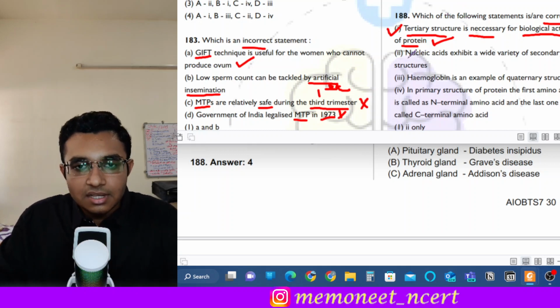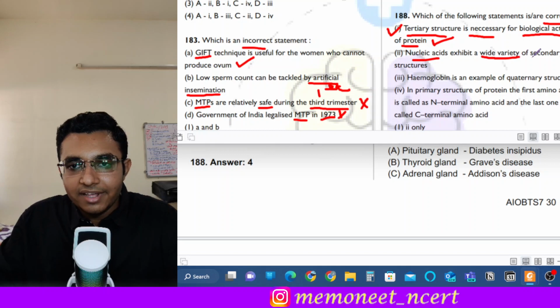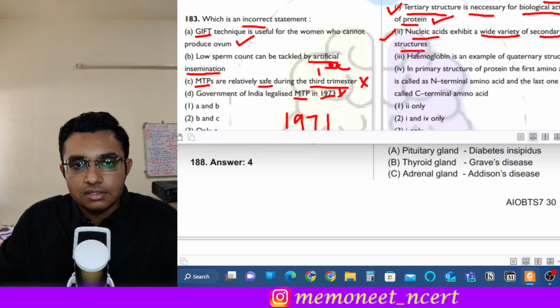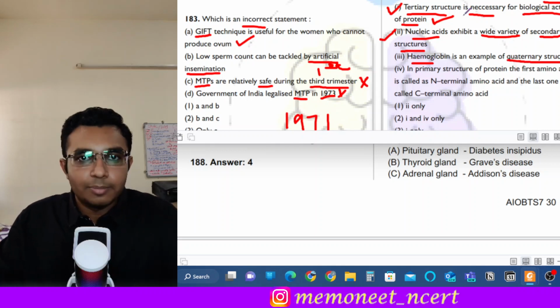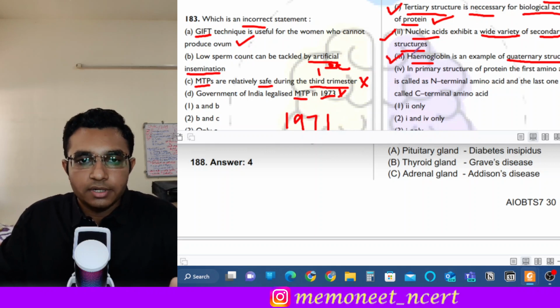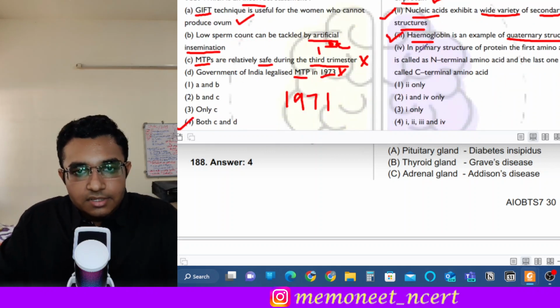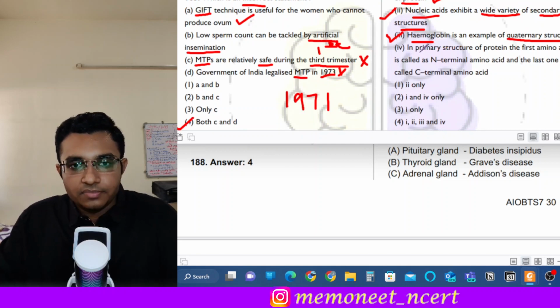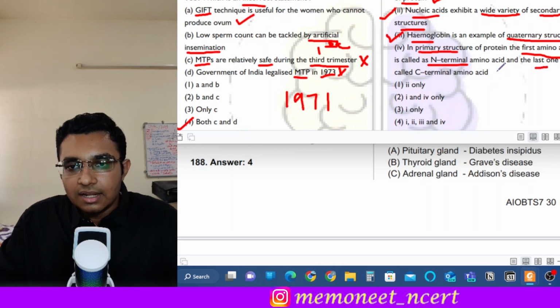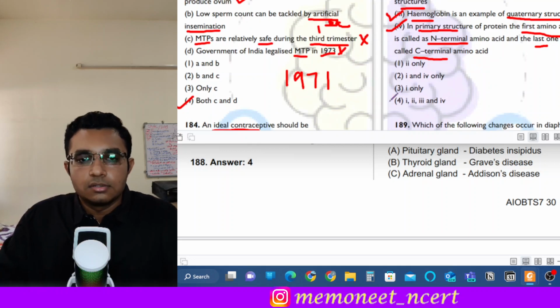And next is nucleic acids exhibit a wide variety of secondary structures. This is also a correct statement. Next is hemoglobin is an example of a quaternary structure. So yes, hemoglobin is a complex protein and it has a quaternary structure. The next statement is in primary structure of protein, the first amino acid is called as the N terminal and the last amino acid is called as C terminal. So this is also a correct statement. So here the correct answer is option 4. All first, second, third and fourth statement are correct.